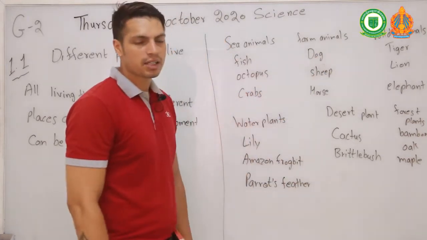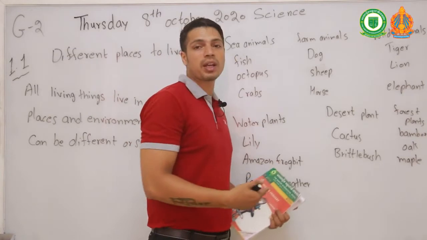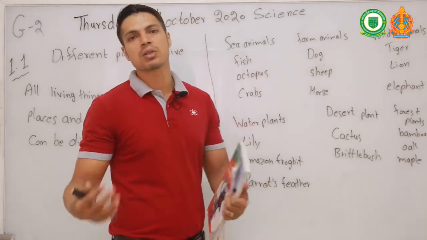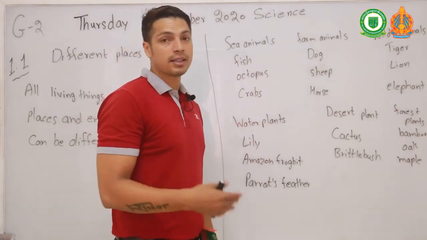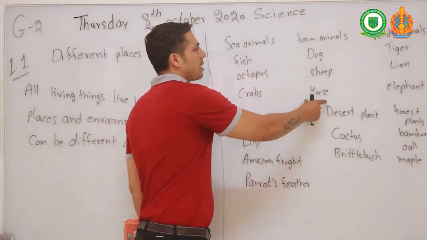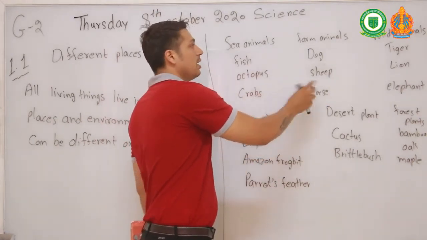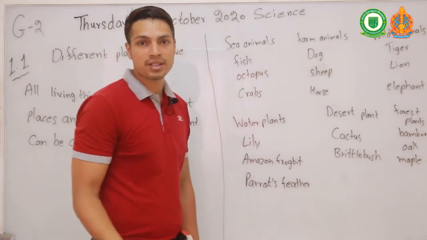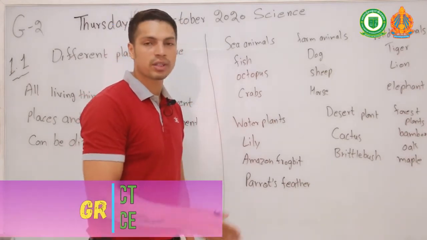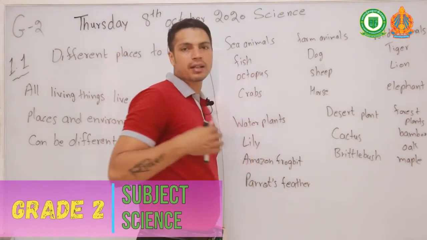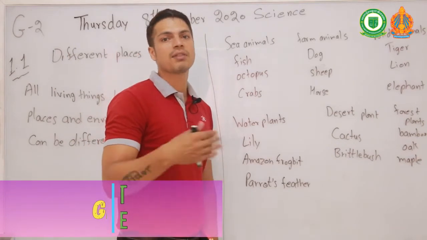Farm animals can survive on the ground. It doesn't have to be in the farm. They can survive outside the farm as well. But sea animals and farm animals are totally different to each other. Farm animals cannot survive inside the water. They can survive on the ground. Sea animals cannot survive on the ground. They can survive inside the water.